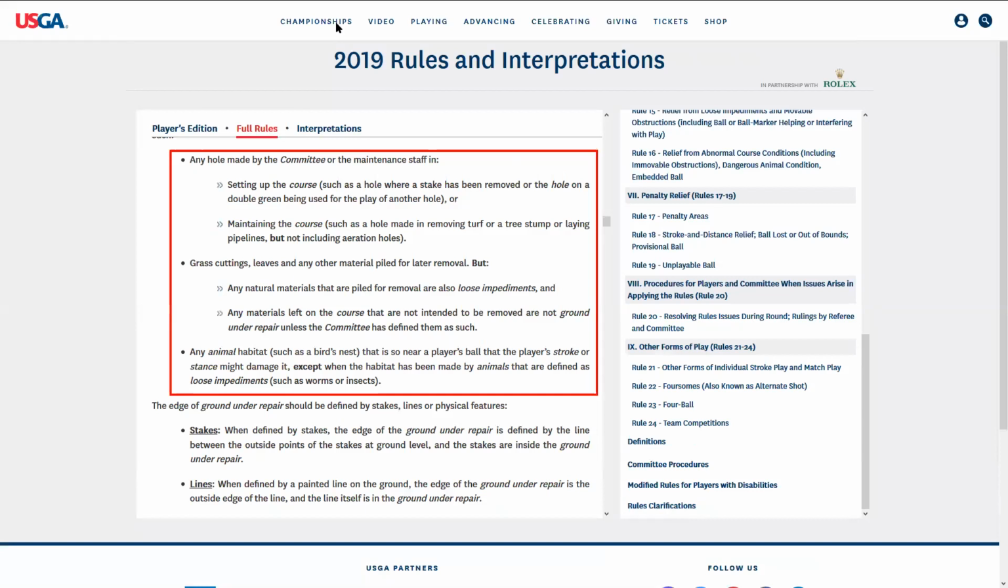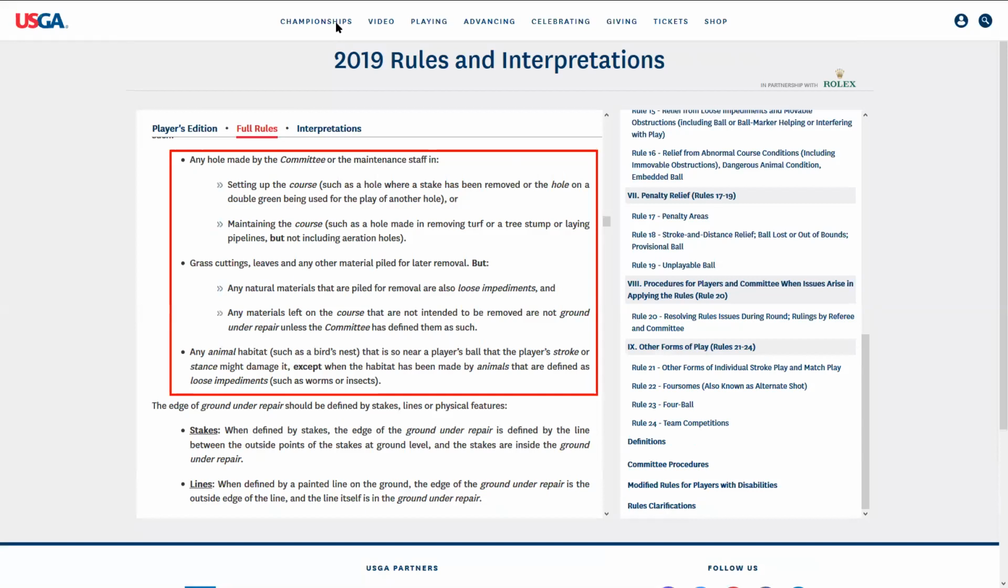And fourth, this is a change in the rule, but not a change in outcome, because this was part of the old decision, and it was, I believe, 1-410. Any animal habitat, such as a bird nest, that is so near a player's ball that the player's stroke or stance might damage it, except when the habitat has been made by animals that are defined as loose impediments. So, what does that mean? You got a bird. Insects get no respect.